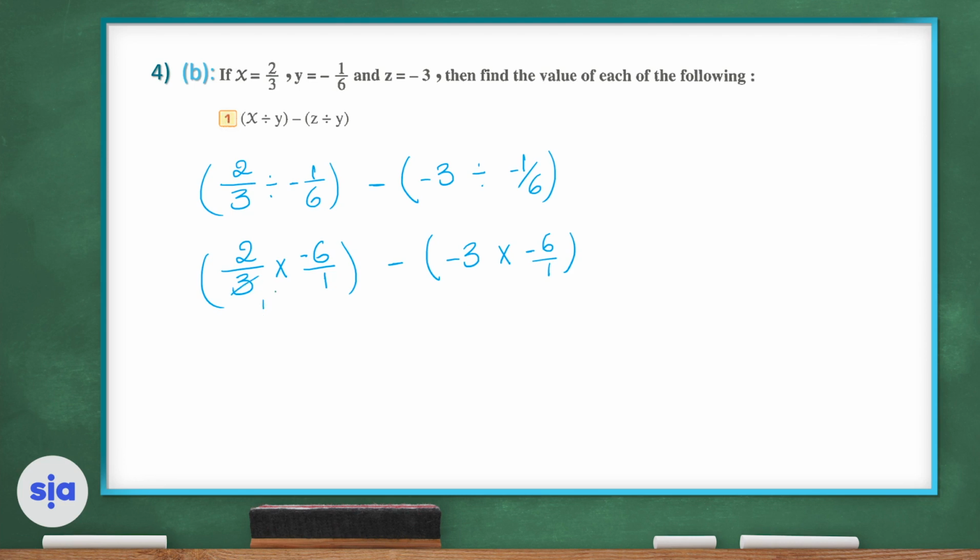If you divide by 3, it's 1. If you divide by 3, it's 2. So this is negative 4 minus, and here it is positive 18. So negative 4 minus 18, the result is negative 22.